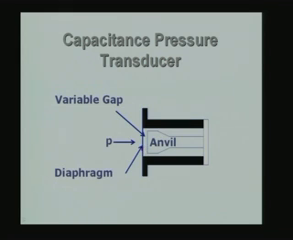It is not going to displace too much. It is going to be a very small displacement, as we have already indicated earlier. So, this variable gap, the gap between the diaphragm and the anvil, is full of some dielectric. In most cases it may be either vacuum or air, and the capacitance of this, if you treat the diaphragm as one of the electrodes and the anvil as the other electrode, there is a capacitance between these two.